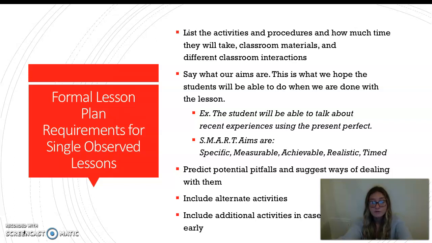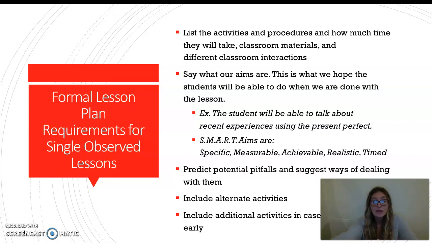This chapter also focused a lot on teachers that are in training that need to be observed for jobs or interviews or whatever reason. Formal lesson plan requirements for single observed lessons include listing the activities and procedures and how much time they will take to complete, the classroom materials that you will be using, so technology, textbooks, and different classroom interactions, so where the students are grouped, who they're with, where they are in the classroom. We also want to say what our aims are. This is arguably the most important part of a lesson plan. It is what we hope the students will be able to do when we are done with the lesson.